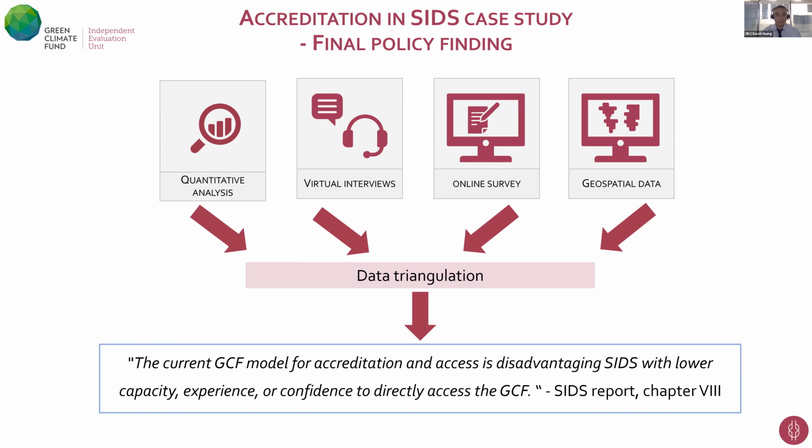So the policy finding is as follows: the current GCF model for accreditation and access is disadvantaging SIDS with lower capacity, experience, or confidence to directly access the GCF. I should note, while this case study showcased the policy finding using the methods of geospatial data analysis, virtual interviews, online surveys, and quantitative data analysis, these were by no means the exhaustive list of evaluation methods, as we also relied heavily on methods such as literature review, benchmarking, and many other evaluation methods.